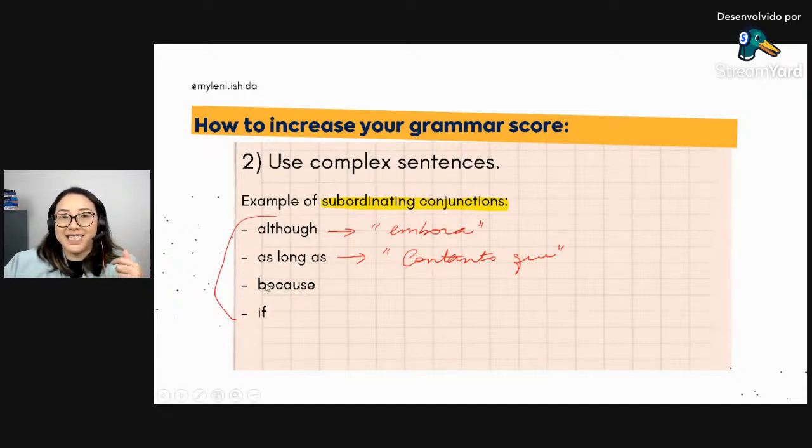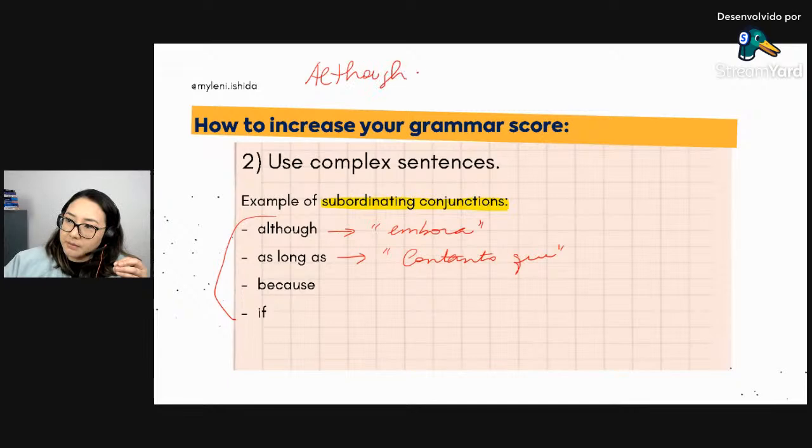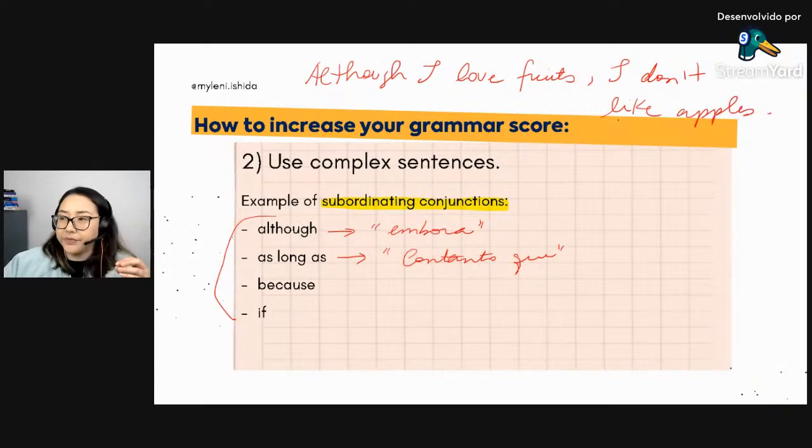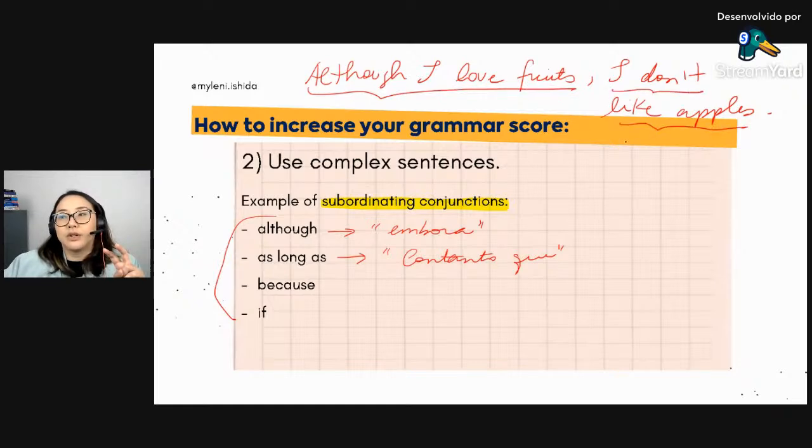Of course, you have a list. I just put 4 so you understand that. Let's take a look. So if I say, for example, although I love fruits, I don't like apples, for example. Imagine. I have 2 clauses here. Teacher, what is a clause? A clause is the part of the sentence with a verb. Although I love fruit, this is one clause. I don't like apples, this is another clause.